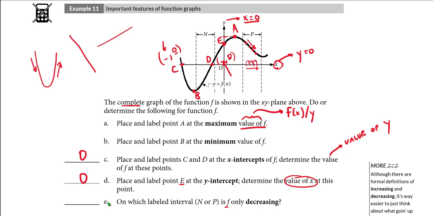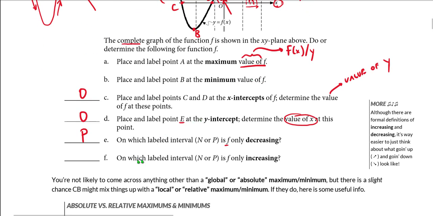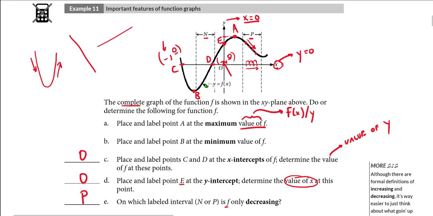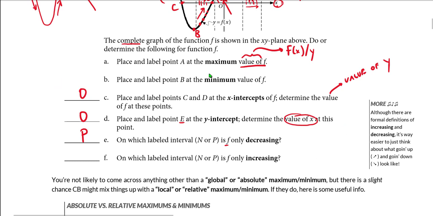But anyway, in terms of example 11E, they are asking us on which labeled interval, n or p, is this function only decreasing, and of course that is interval p. On interval p, this function is decreasing. The y values are going down as the x values go up. And then, of course, for example 11F, they are asking us on which labeled interval, n or p, is f only increasing, and that is going to be interval n. We can see that as we move from left to right along the x-axis, our y values are getting bigger. They are increasing. So this is an increasing interval. So on interval n, f is only increasing.